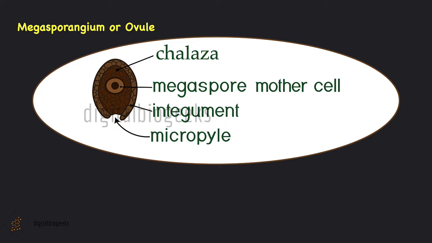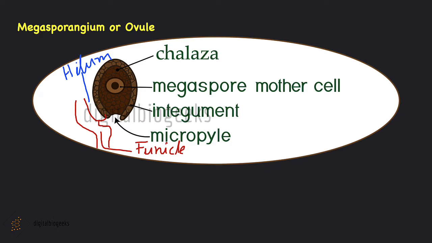Let's learn more about the structure of the megasporangium. The ovule is attached to the placenta by means of a stalk called the funicle. Let me draw a funicle here. This is the funicle. The body of the ovule fuses with the funicle in a region called the hilum. This is the hilum. That means the hilum is the junction between the ovule and the funicle.